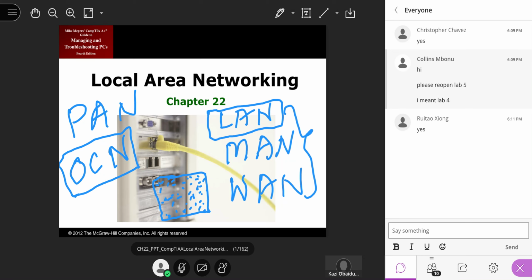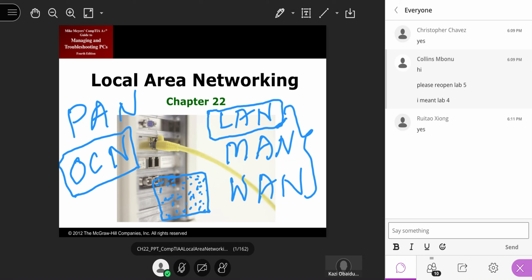Here we can see some structural differences. The MAN covers the metropolitan area, and the WAN covers the wide area, the globe, the entire world, all communication. But the WAN is nothing but a collection of many local area networks.